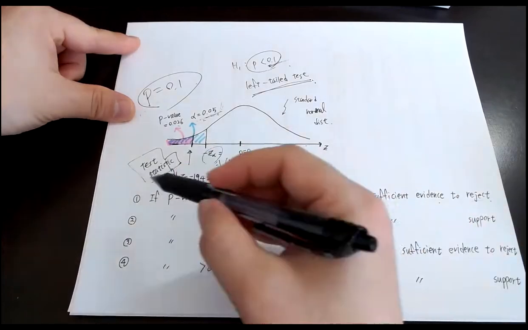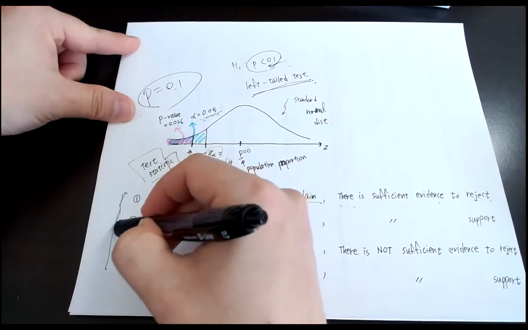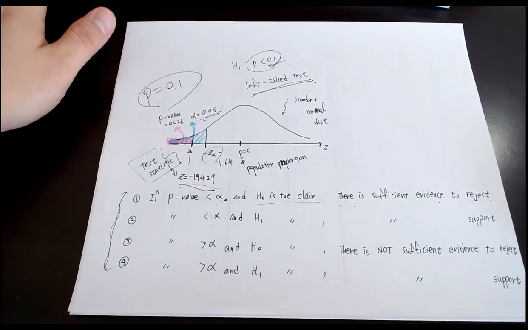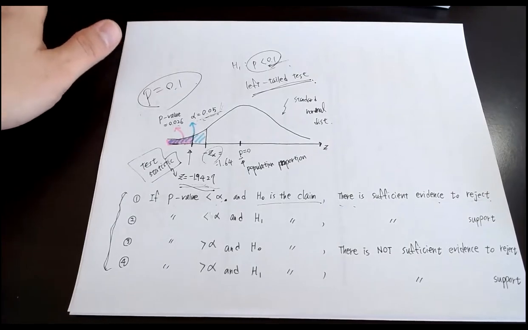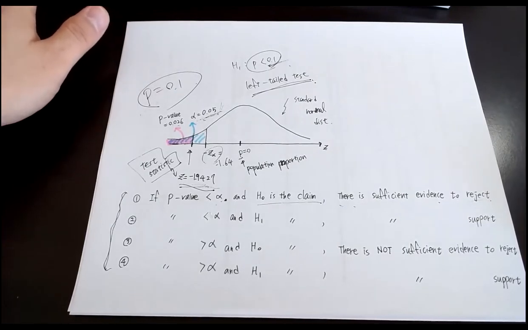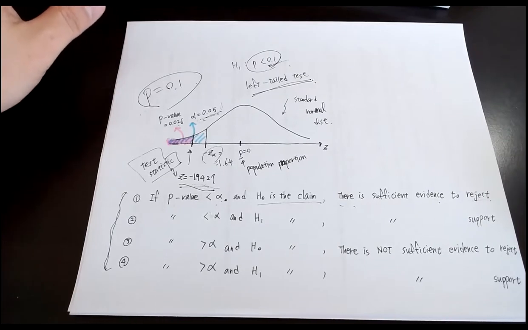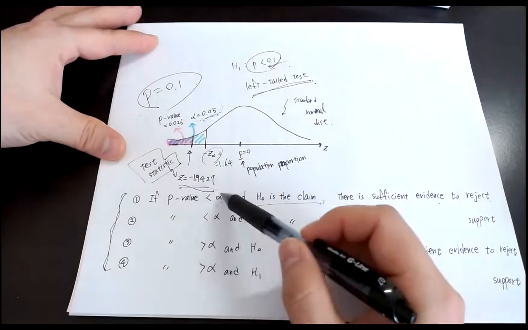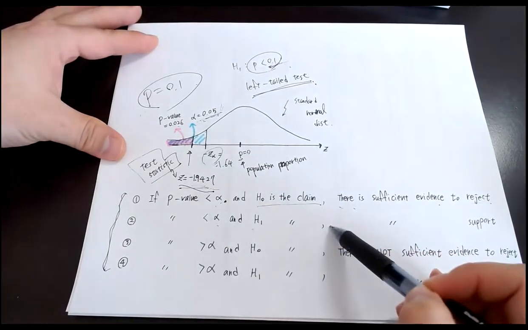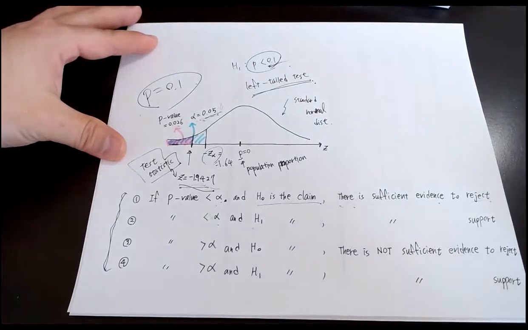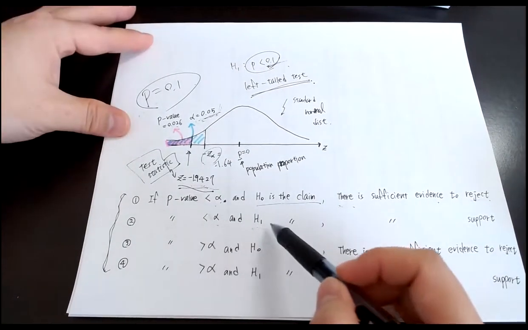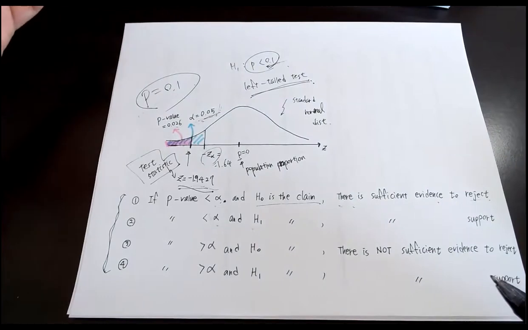Okay, so we have 4 cases. For all problems in chapter 8, to get a conclusion, the conclusion can be classified into 4 cases. If the p-value is less than alpha, and H1 is the claim, then there is sufficient evidence to support the claim. Because the p-value being less than alpha means that we reject H sub 0, and H sub 1 is the claim. Then there is sufficient evidence to support.